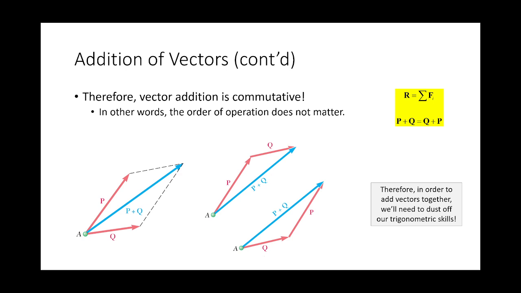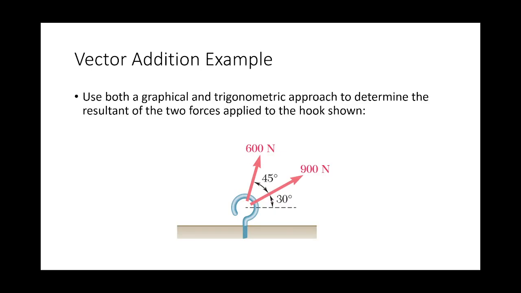So in order to add vectors together, we're going to need to dust off our trig skills, and I've got a good example to do that. I'm a numbers guy. I think all these symbols and all this alphabet soup can be a little bit of a difficult way to understand this. So I want to do this graphically, and I want to do this trigonometrically. We've got here a little hook bolt, a little bolt with a hook on the end of it. And let's say I've got two cables attached to that hook. One cable has 900 Newtons on it, and it's yanking about 30 degrees from the horizontal. And then I've got 600 Newtons, and it's yanking about 75 degrees from the horizontal.